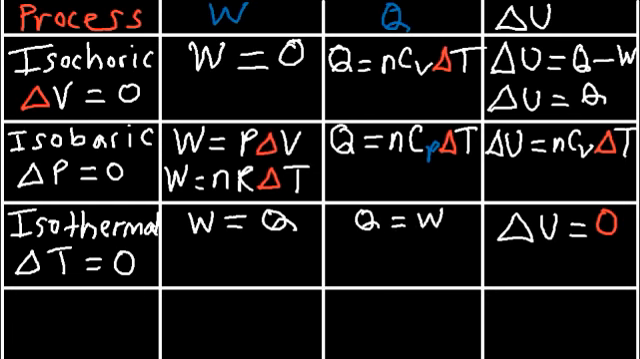So how do we calculate the work or the heat exchange in an isothermal process? Let's see if I can fit this equation in here. So one way to do it is to use this equation. Work is equal to nRT times the natural log of the final volume divided by the initial volume.